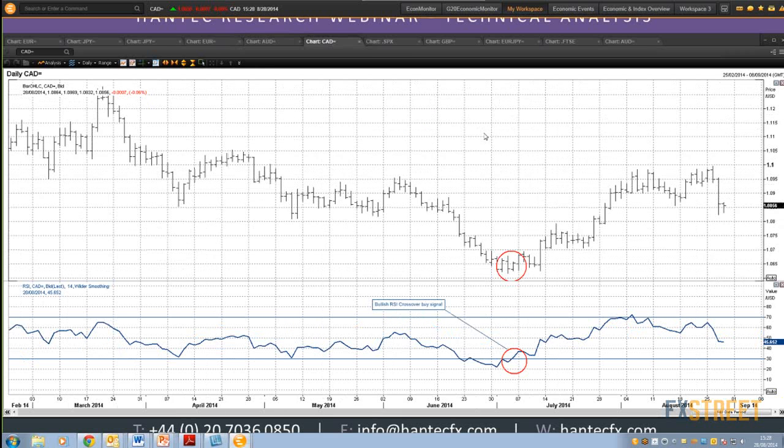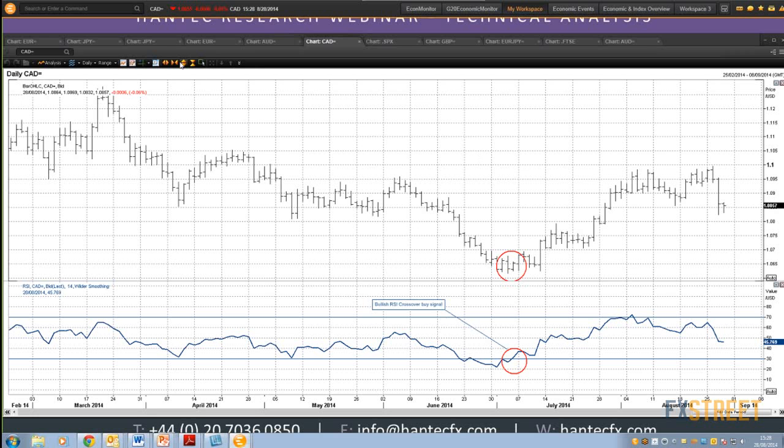Okay, so here we've got a bullish signal. This is on the dollar CAD recently, July 2014. We've had our move below 30 on the RSI, and then you cross back above 30, and you start to see the RSI recovering very strongly, and that was an excellent trading signal, to be honest. Very strong signal.